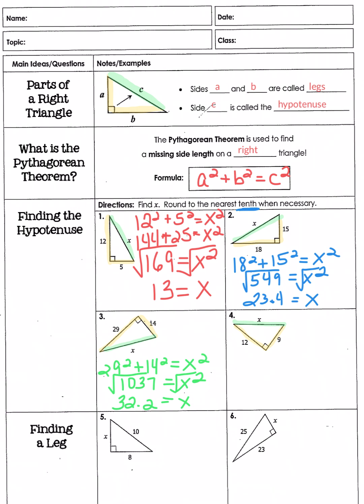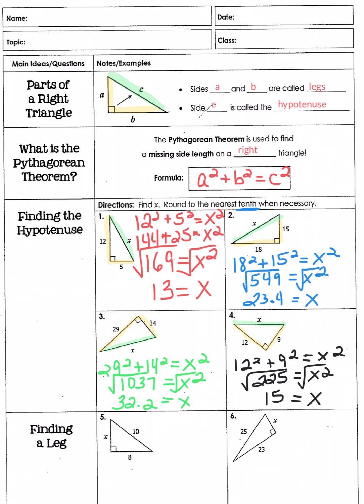Let's look at number 4. I'm going to do 12 squared plus 9 squared equals x squared. I'm going to take my calculator and do 12 squared plus 9 squared, and I get 225 equals x squared. What number times itself gives me 225? And after a while, you should memorize that that is 15. Or use your calculator.